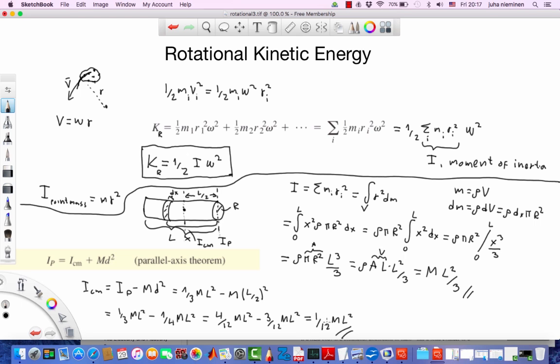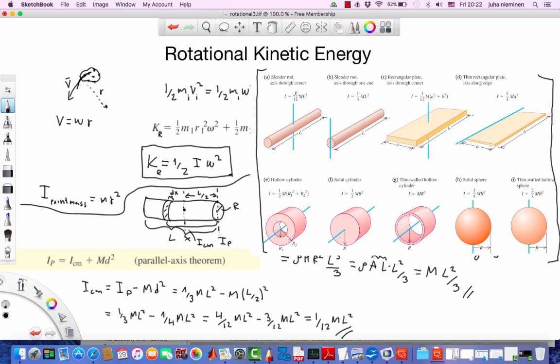And as we see, the moment of inertia about the center of mass is even smaller, and it's always smallest about the center of mass, as we can also see from this formulation. So if you go about some other axis, it always adds something to it.